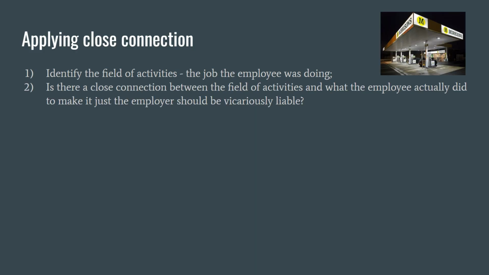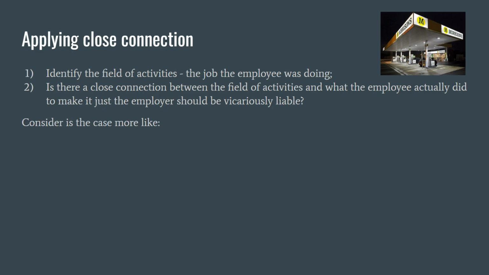So let's think about how you would apply the close connection test. And both of the leading cases involve the supermarket chain Morrison's. So the first thing you need to do is to identify the field of activities, the job that that employee was actually doing, and then think, is there a close connection between their job and what they did for the tort, the negligent misstatement, whatever it was, to make it just that the employer should be vicariously liable?